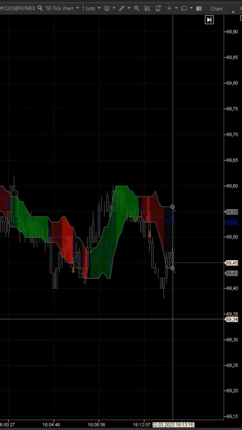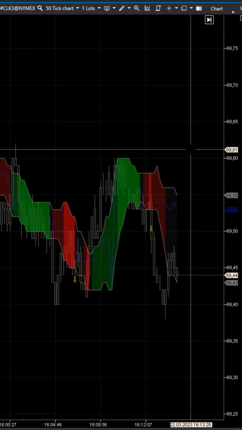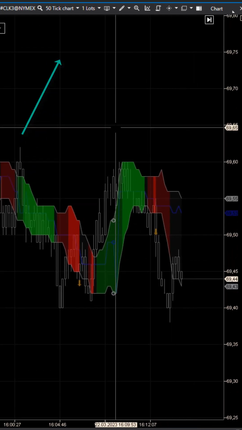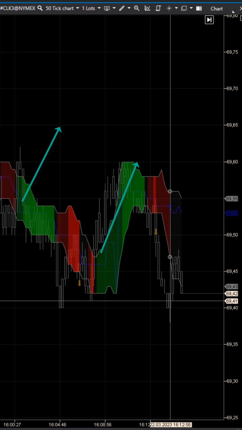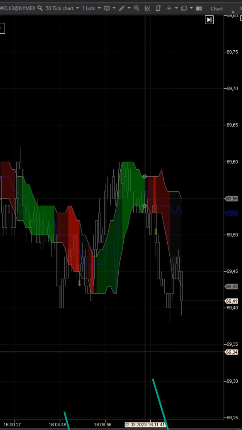The second indicator, the dynamic levels channel, determines for me the current local trend on a tick chart with a period of 50. If the channel is green, then I'm looking for purchases. If the channel is red, I'm looking for sales.